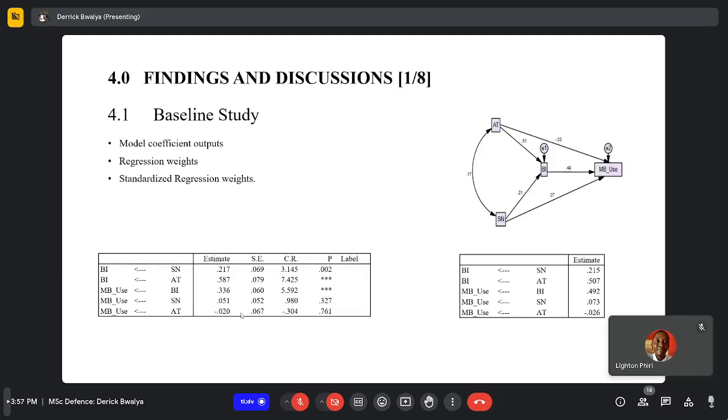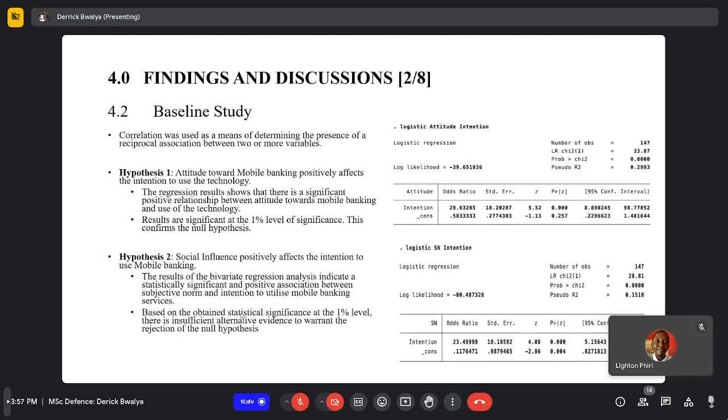The MB basically just means that that is the mobile banking actual use, and you can see the relationship between those two. On the baseline study there, it's a demonstration of the hypothesis, trying to now validate the hypothesis that we came up with. Chair, as we can see here, when you look at the odds, the first hypothesis is talking about the odds of having the right attitude to use mobile banking is predicted to grow by 29.6% when the intention is increased by one.